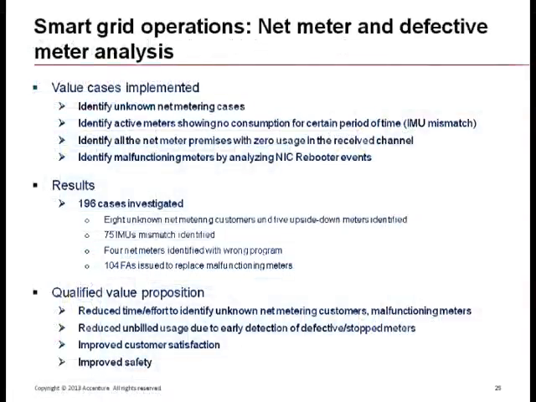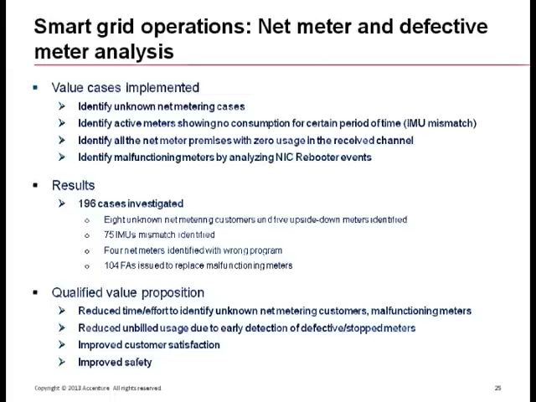For smart grid operations business area, we identified unknown net metering customers by analyzing meter reverse events. We identified IMU mismatch by analyzing consumption. We identified incorrectly programmed net meters by analyzing receive channel. So if the meter is programmed incorrectly, there won't be any receive channel. And we also identified malfunctioning meters by analyzing unique rebooter events. So far we have investigated around 196 cases, and we found 8 cases where customers have installed solar panels, but they were not registered as net metering customers. And this is a typical safety issue.